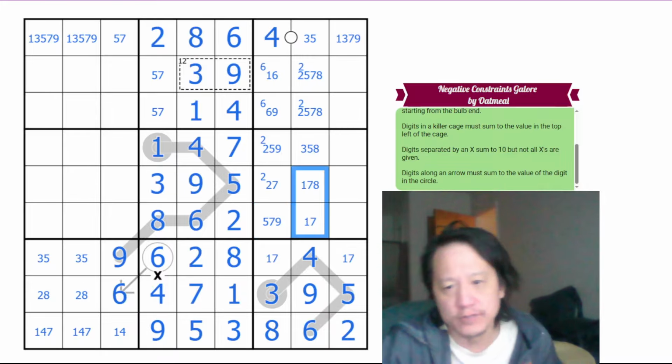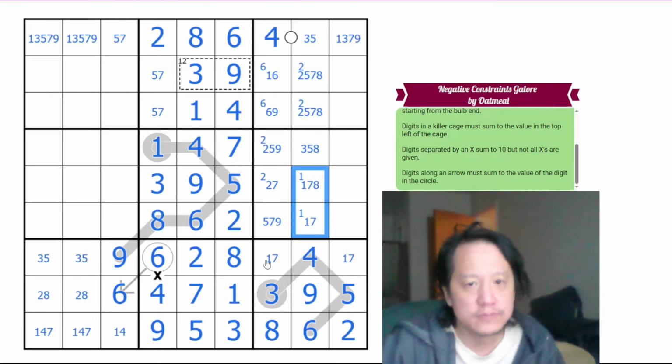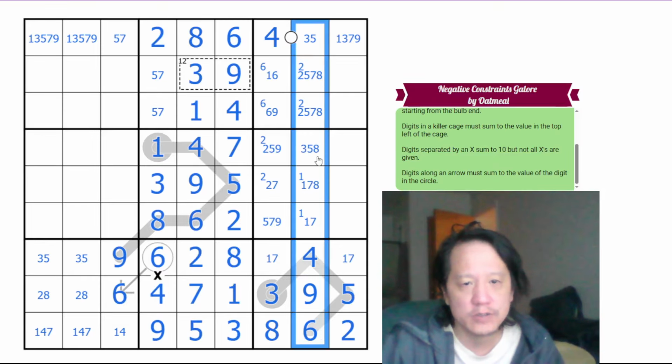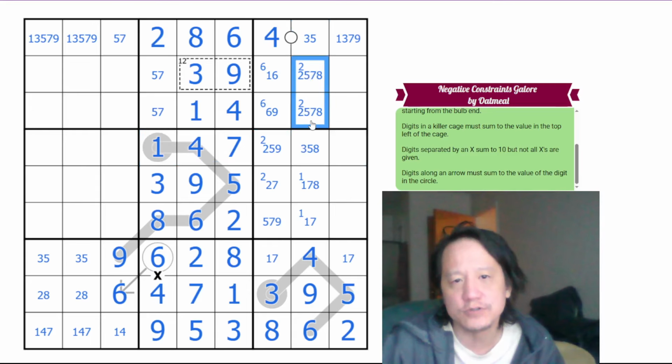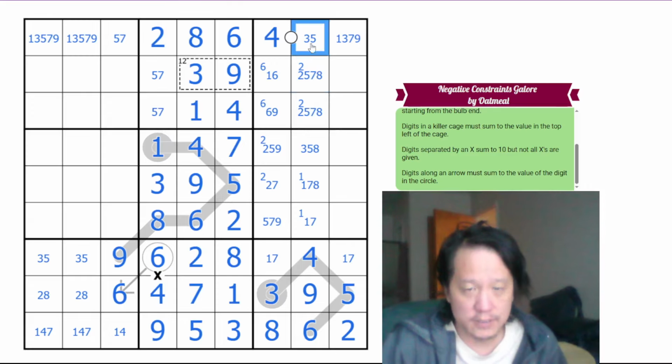1 has to be one of these two digits here, because there's no other place for it in column 8 anymore. Can it be there because of the 1? And if it's one of those two, it's consecutive with 2. That's not allowed.